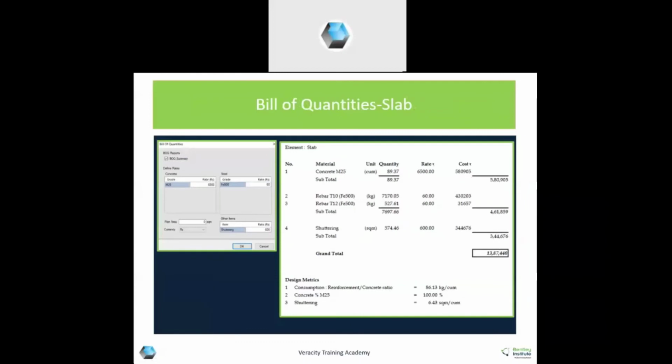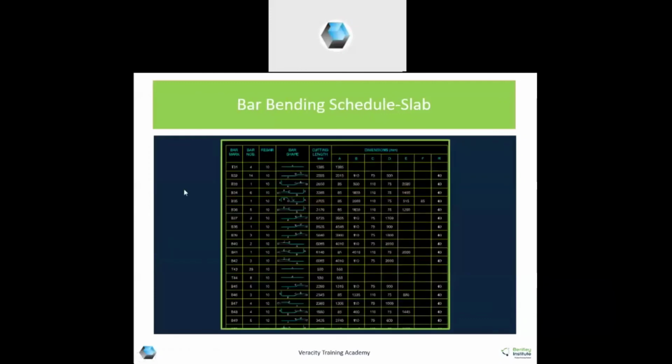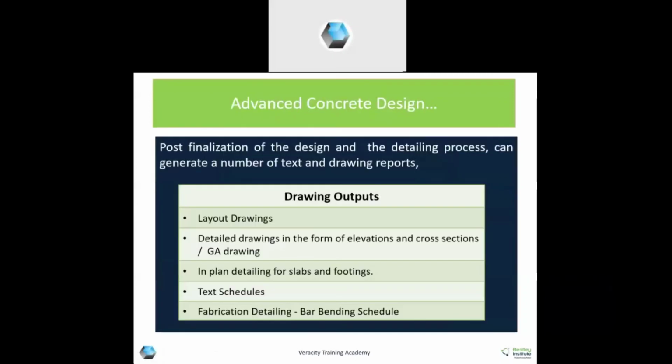Next is bill of quantities of slab. Here also you are getting a shuttering quantity as well as concrete and steel quantity. In BOQ, if you specify the correct rate as per DSR, you will get the correct value of that element. Bar bending schedule of slab also you'll get, and you can take it to AutoCAD.